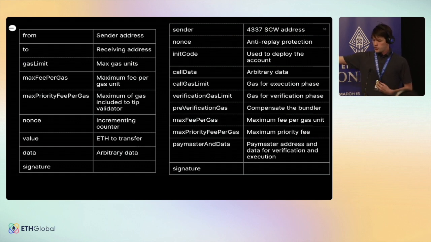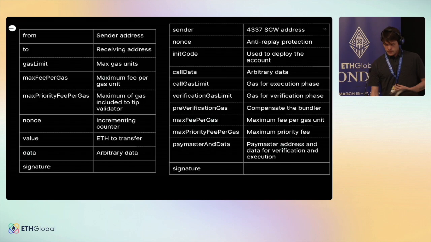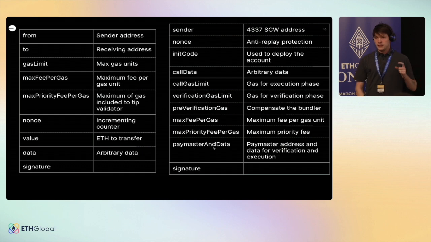On the right for user operation, the only real differences are, can you see my mouse? Kind of. You have verification gas, so that's an additional payment just to verify that your user op was valid. And then you also have this paymaster and data, which would be, hey, does this paymaster pay the gas for me? And it's just a signature that you can validate on-chain.